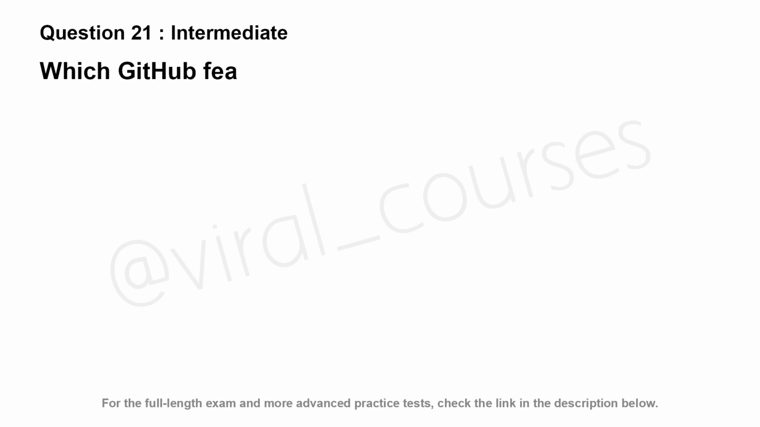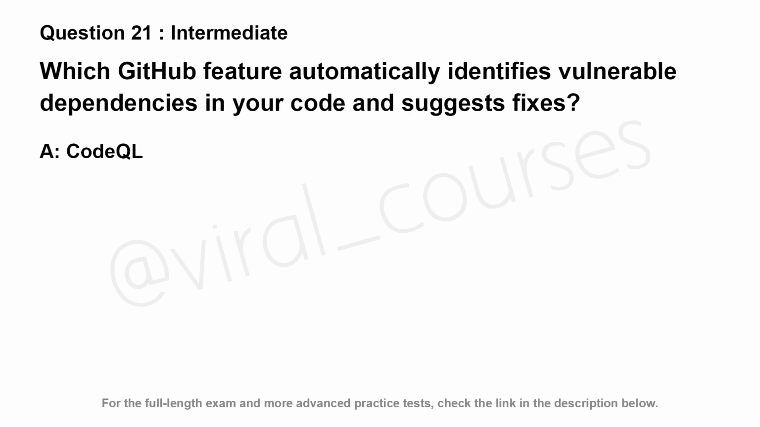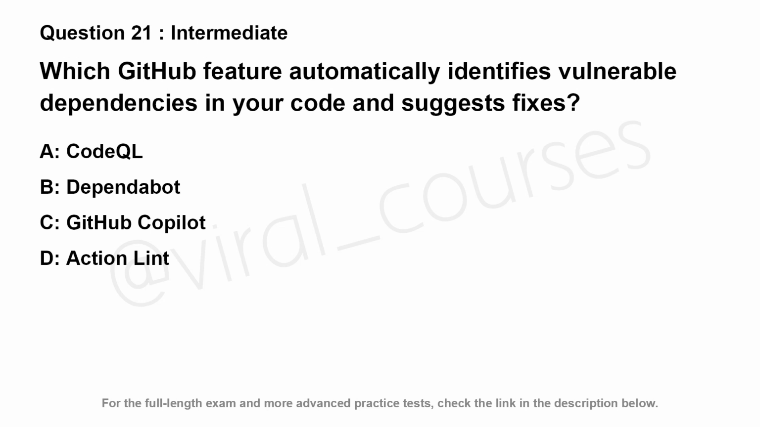Which GitHub feature automatically identifies vulnerable dependencies in your code and suggests fixes? Option A, CodeQL. Option B, Dependabot. Option C, GitHub Copilot. Option D, ActionLint.